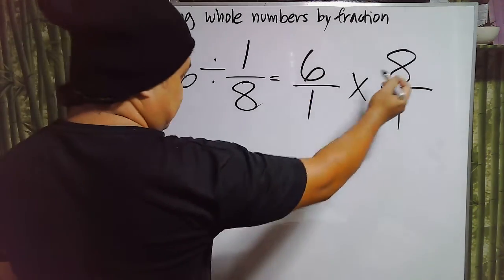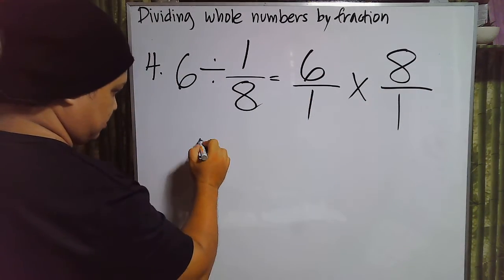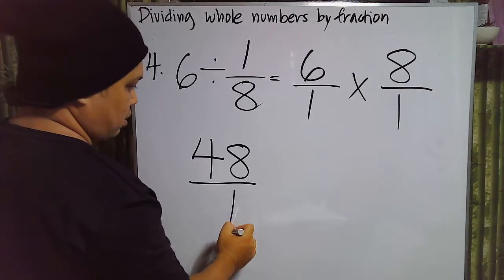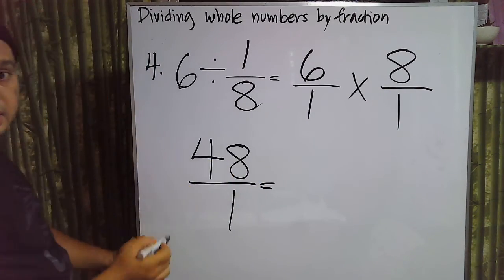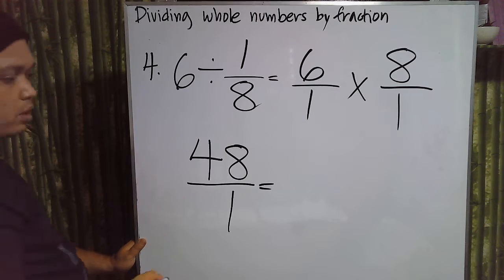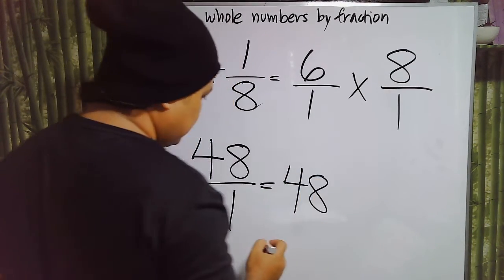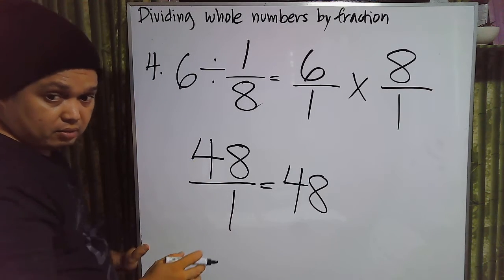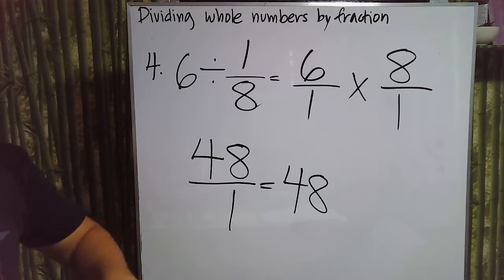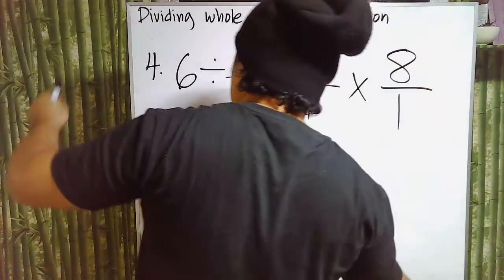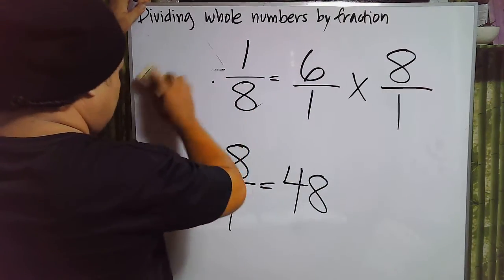Now 6 times 8 is 48, over 1 times 1 is 1, and 48 divided by 1 equals 48. Okay, so let's have last example for our lesson today then.